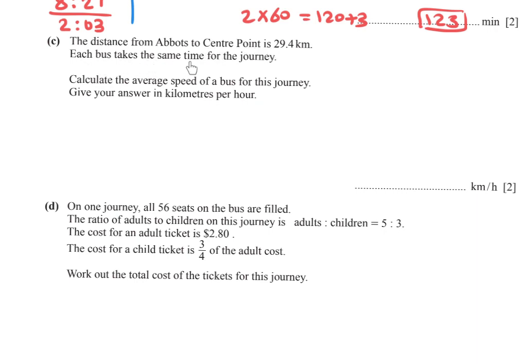C. The distance from Abotas to Center Point is 29.4 kilometers. Each bus takes the same time for the journey. Calculate the average speed of a bus for this journey. To find the average speed, we need to divide the distance by the time. The distance, 29.4 kilometers. So we need to find the time from Abotas to Center Point.